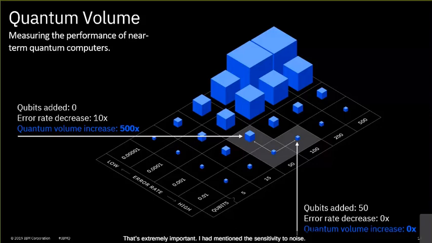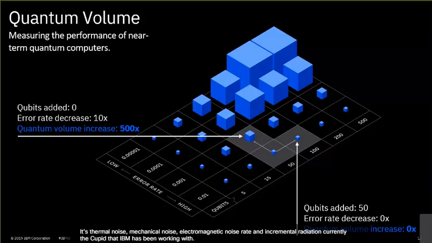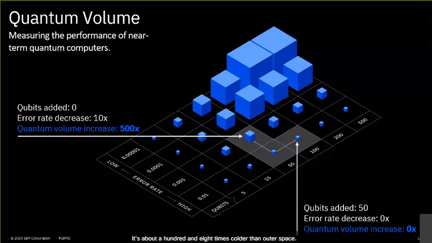I had mentioned the sensitivity to noise. It's thermal noise, mechanical noise, electromagnetic noise, electromagnetic radiation. Currently, the qubits that IBM has been working with, the so-called transmon qubit, operates at around 10 millikelvin. So it's 10,000th of a degree above absolute zero. That's about 180 times colder than outer space.